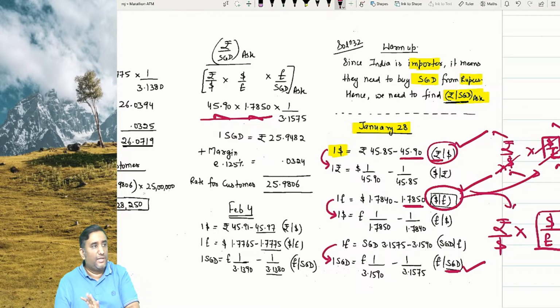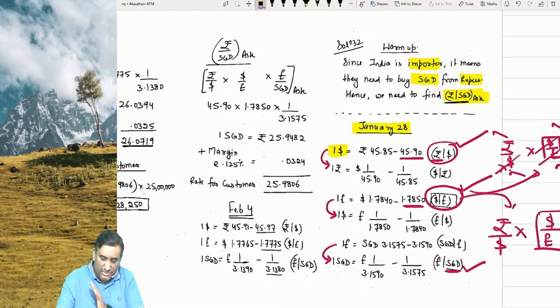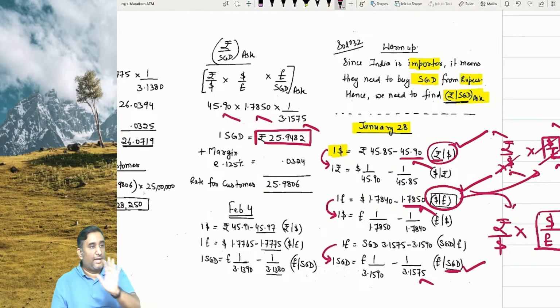It is dividing only. But my way of doing is left to right we are going and we are doing what? Multiplication. So I have this multiplication which comes in 45.9, 1.7850 and 1.3575. We get 1 SGD as 25.9482. Actually this is my asking rate from interbank. Now since you are asking me, I will add what? Margin. I will add margin and give the quote to you.